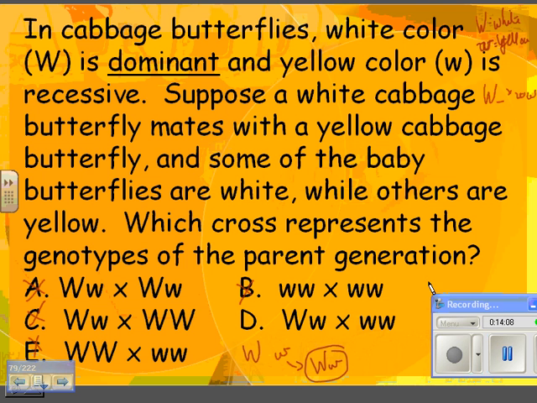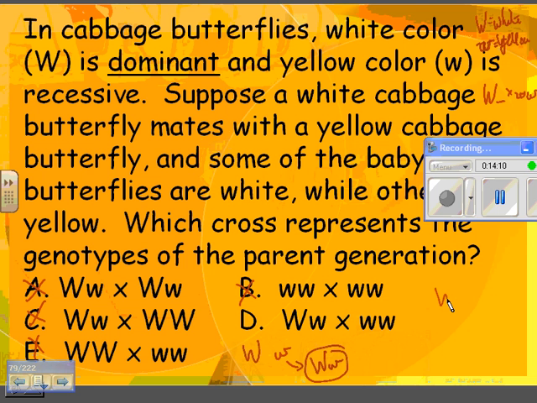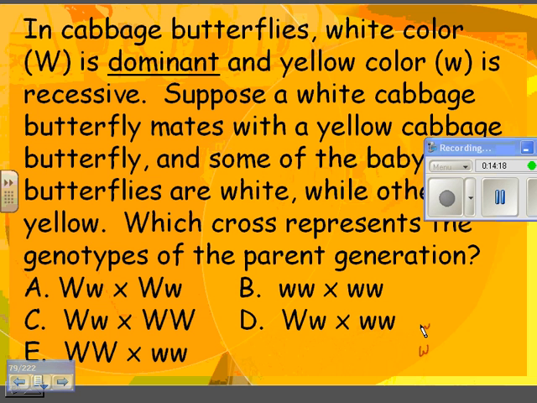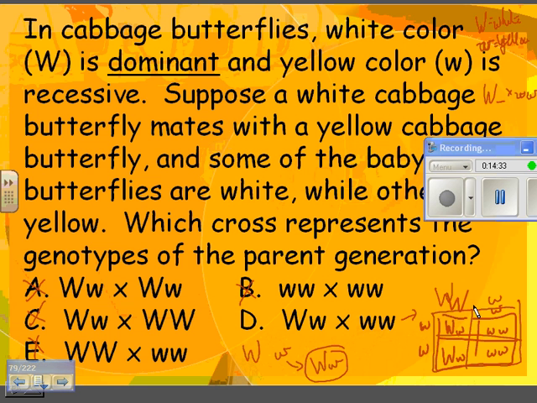If you look at this one, you've got big W, little w, and little w, little w. Okay, so big W, little w, big W, little w, little w, little w, little w, little w. So anyway, some of the babies would be white and some of them would be yellow. So the answer here is D.